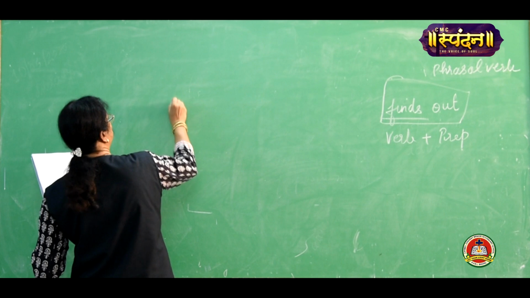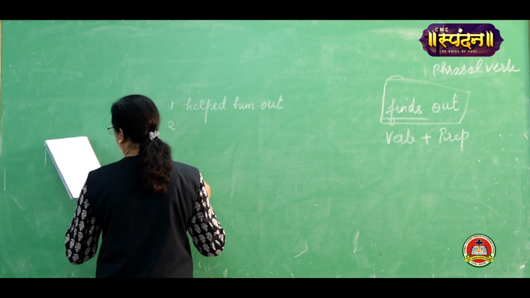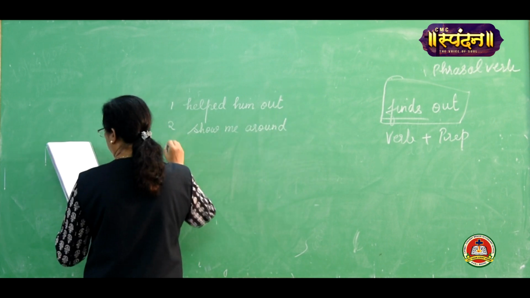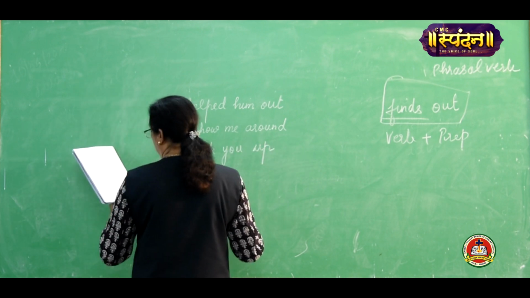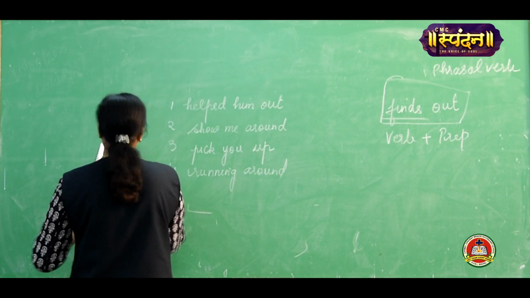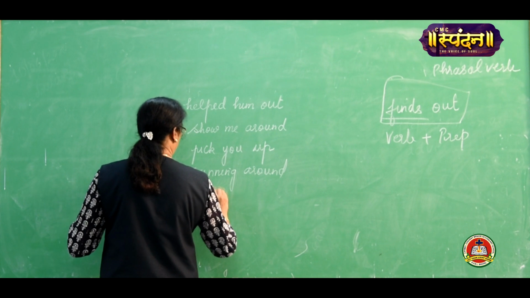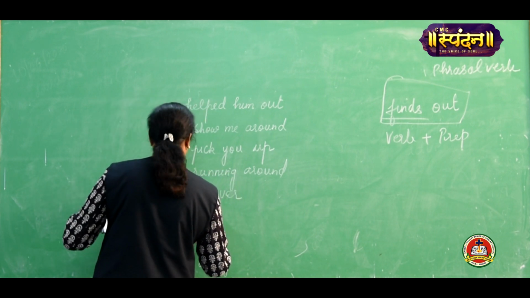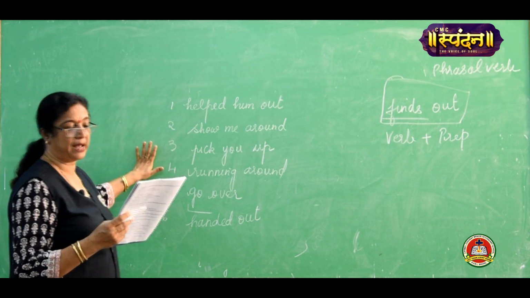The first answer is helped him out. Number two, I do not really know the city. Could you show me around? What is the answer? Show me around. Third one, I will pick you up. Fourth one, I am really tired. I have been running around. Now comes the fifth one. Let us go over your test paper. What is it? Go over. Now the sixth one, the teacher handed out the worksheets. So these are the answers which I have written on the blackboard.